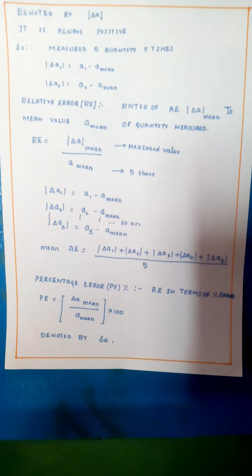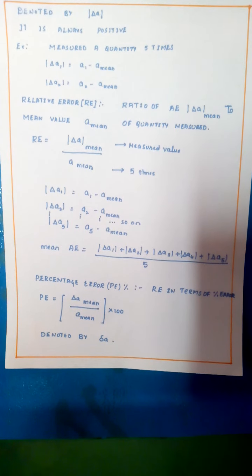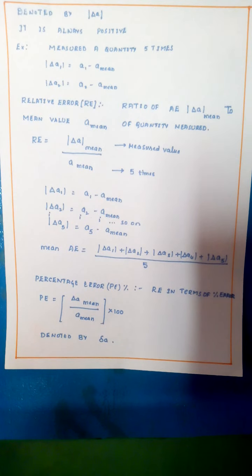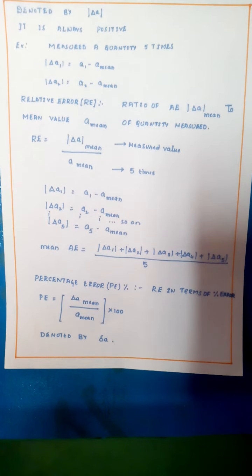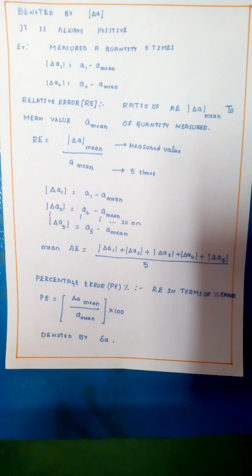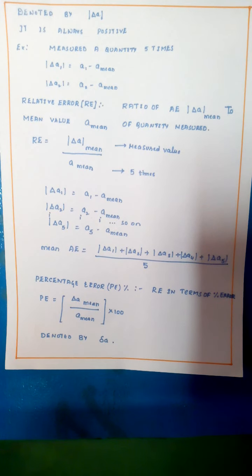For example, you measured a quantity 5 times, then I can call the readings A1, A2, A3, A4, A5, and so on. Suppose there is a delta A1, the defect in the first reading. How to calculate A mean? First I have to add all the 5 values and divide by 5. Then I get a mean value.